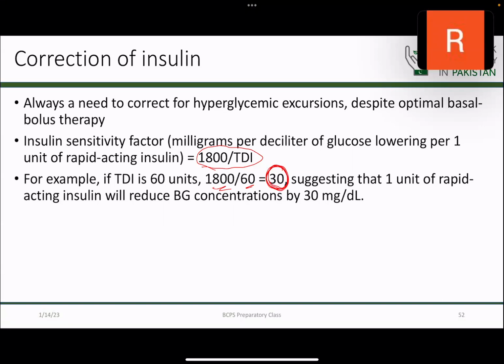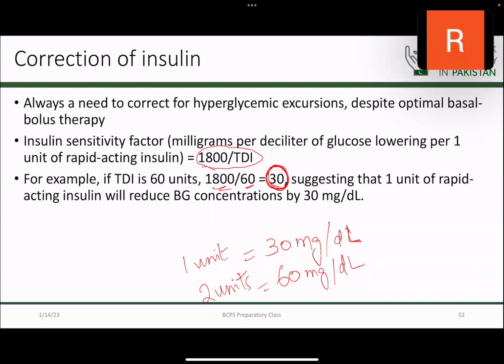What does it mean? It means that if the patient's blood glucose is 30 mg per deciliter above the goal, you have to give 1 more unit. And the same would go for 60 mg per deciliter above the goal: you have to increase 2 units. This is how you increase or decrease the units of rapid acting insulin by looking at the postprandial glucose levels of the patient.